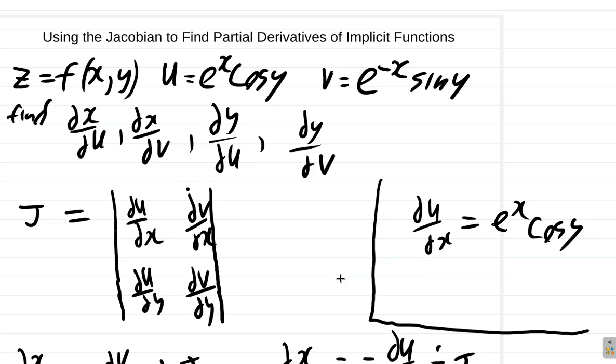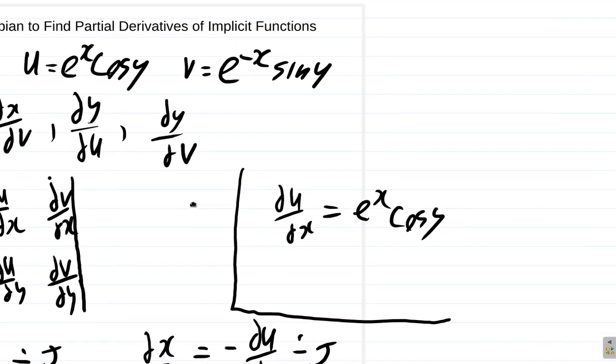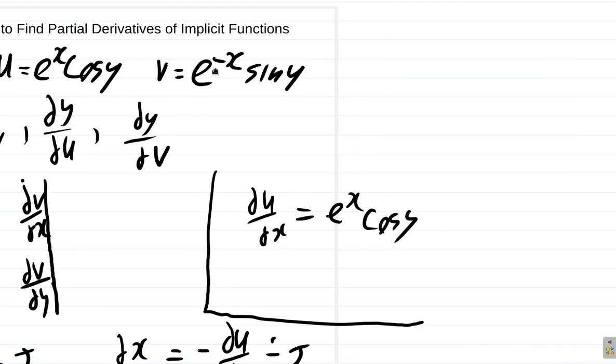Then let us find ∂u/∂y. Or we could just find ∂v/∂x. It is right beside it. ∂v/∂x is what? Looking at it, it's with the negative e to the negative x sin y. Negative. So let me rewrite this. ∂v/∂x is equal to negative e to the negative x sin y.